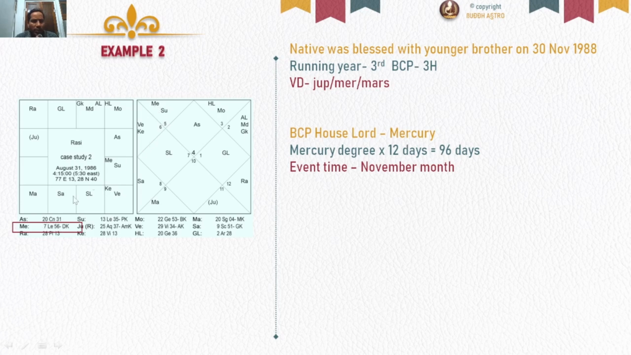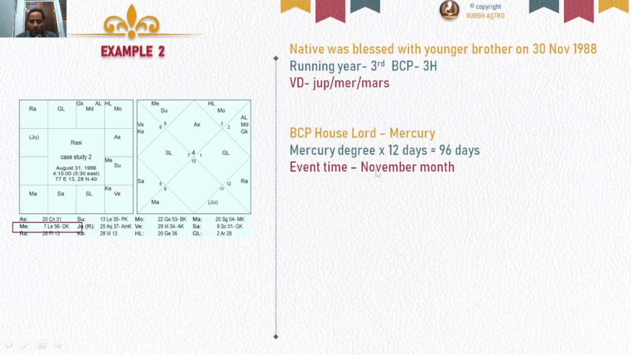Mercury sitting here, Leo sign, 7 degree 56 minutes. So almost 8 degree. Multiply Mercury degree into 12. You will get 96 days. Now count from August 30th to 30th November. You will find 96 days will be equal to 3 months and 6 days. So almost 4 months. So the event happened in November.